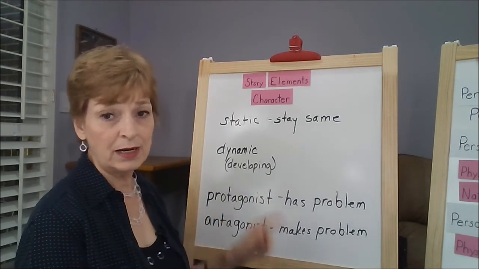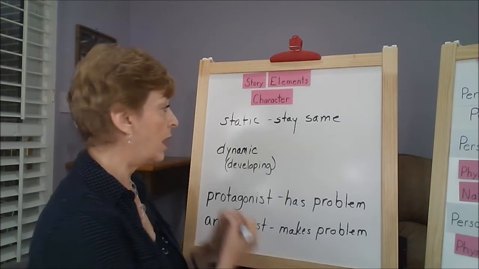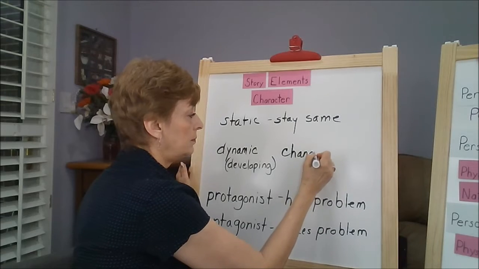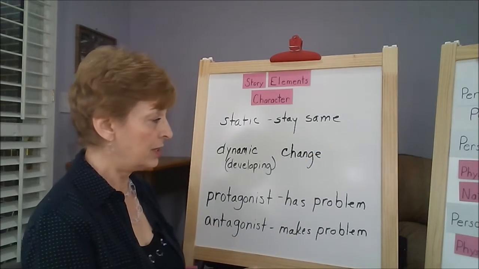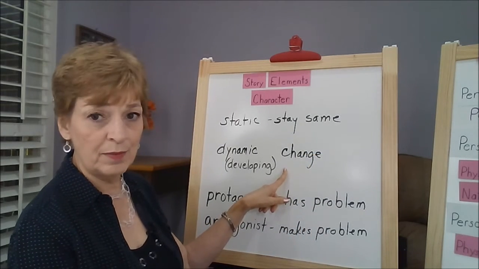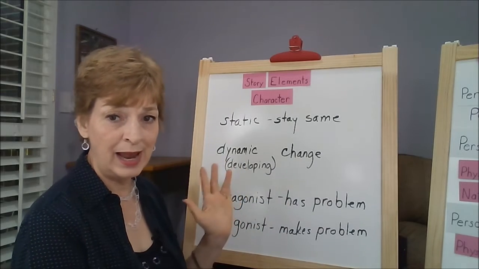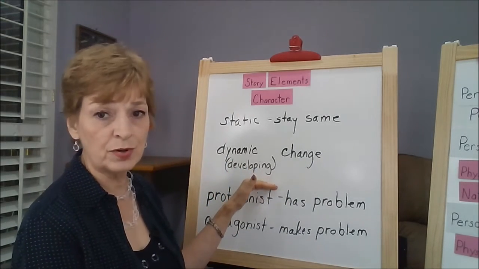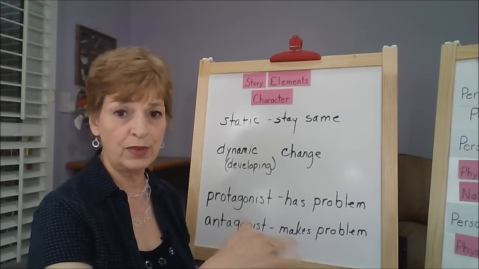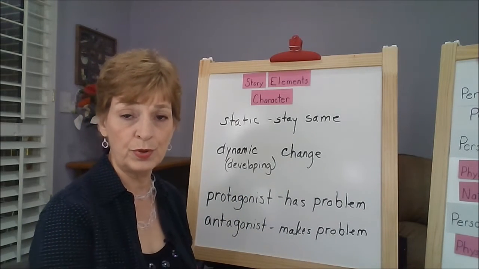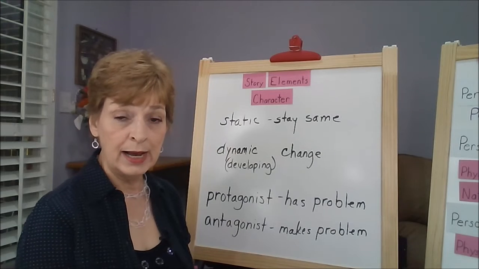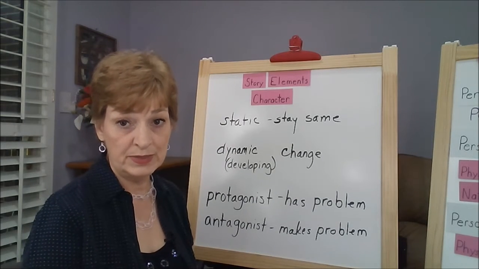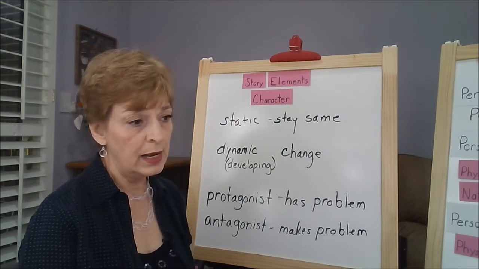A dynamic character is one that makes a change. There's a change in the character, the way the character behaves or thinks or the philosophy at the beginning of the story, to take the character through to the end of the story. An example of this might be Scrooge in A Christmas Carol by Charles Dickens.